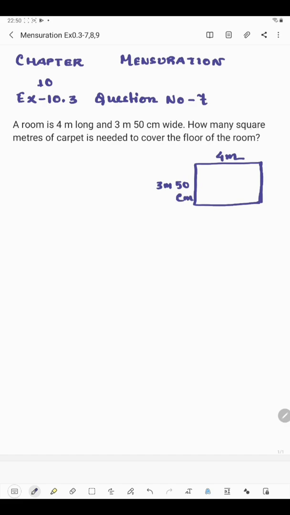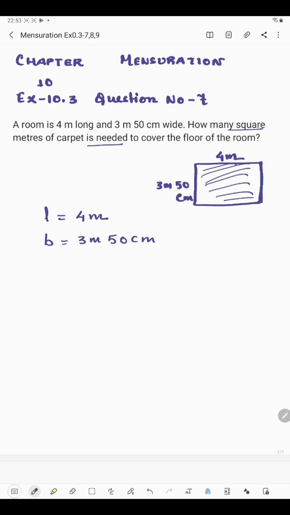What we have to find is how many square meters of carpet is needed to cover the floor of the room. Now to find that, we need to know the area of the floor, because whatever be the area of the room, that will be equal to the carpet needed. So we have to find the area of the floor, which will be equal to the carpet needed to cover the floor, right? So we'll write length is equal to 4 meter and breadth is equal to 3 meter 50 centimeters.